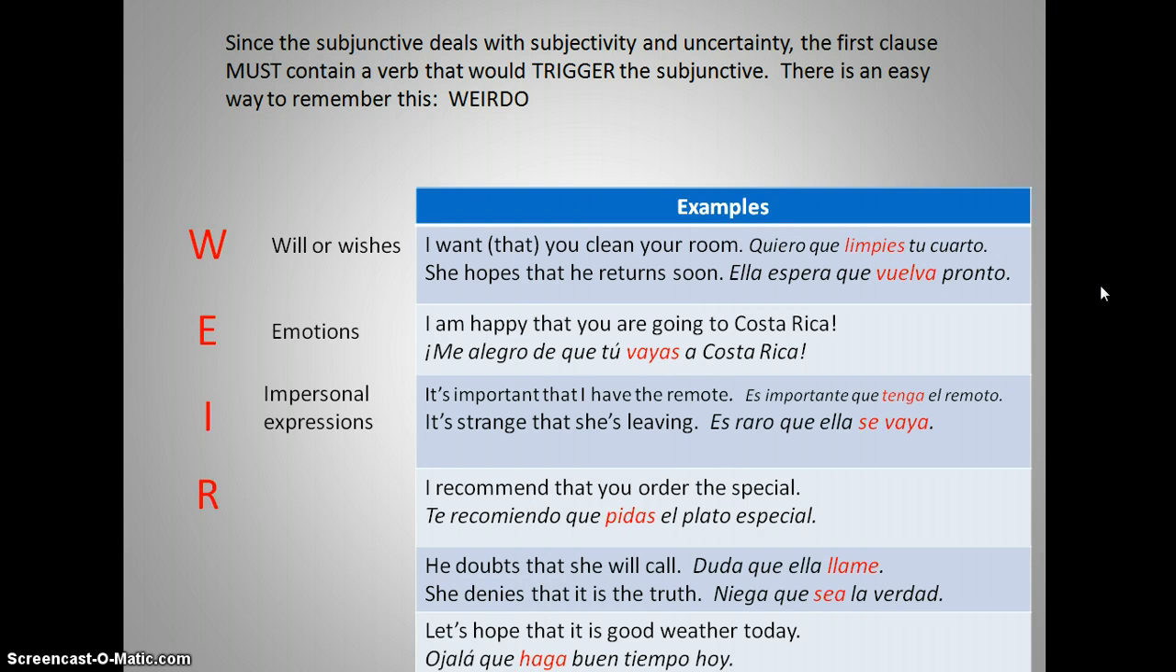R, what do you think? Take a look at the sentence. I'm sure you guessed recommendations. So I recommend that you order the special. Te recomiendo que pidas el plato especial. D is for doubt or denial. And then O is for ojalá, which means God willing. It also means let's, for example. So ojalá que haga buen tiempo today. So let's hope that it's good weather today.